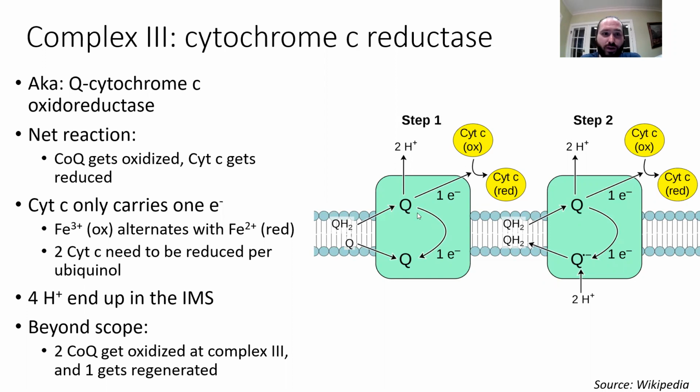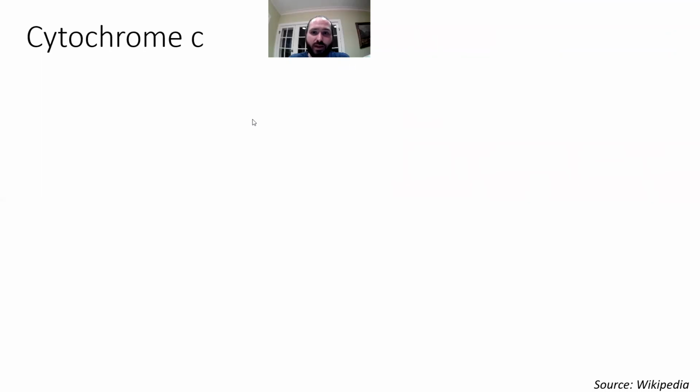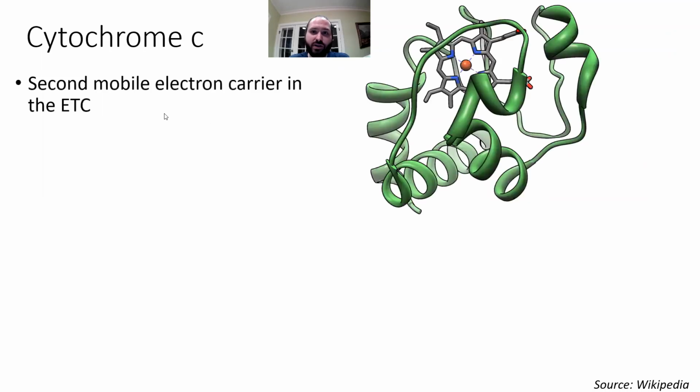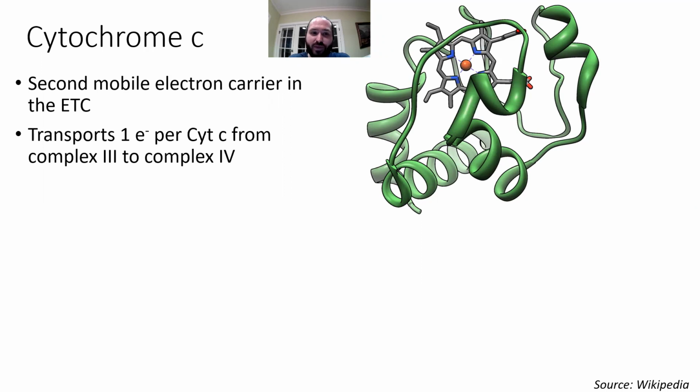All right, cool. So that's complex 3. We got through it. Let's talk about cytochrome C now. So cytochrome C is the second mobile electron carrier in the electron transport chain. This is what cytochrome C looks like, courtesy of Wikipedia. And what do we think this is in the middle of cytochrome C? What does this look like? Heme group, or heme, yeah. So cytochrome C's job is to transfer 1 electron per cytochrome C from complex 3 to complex 4.